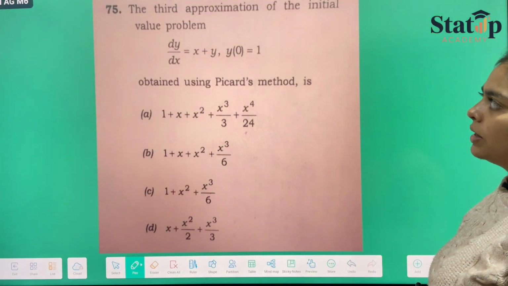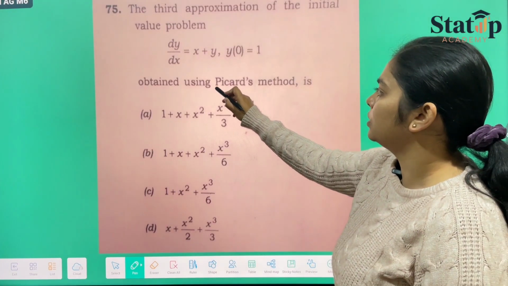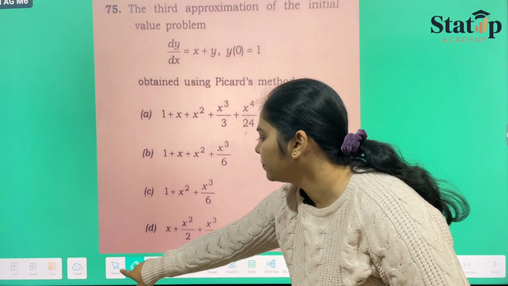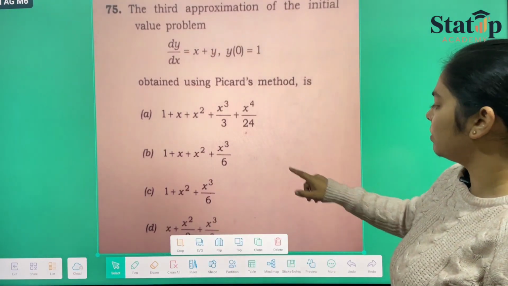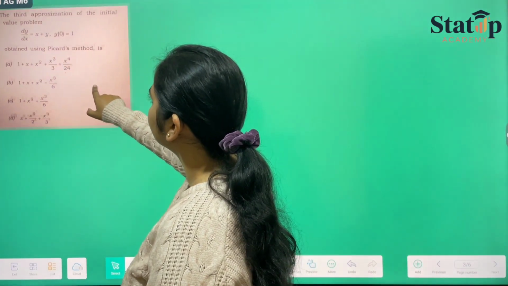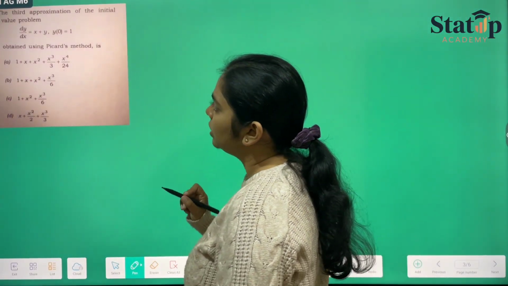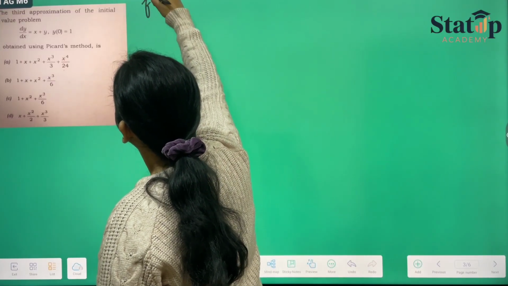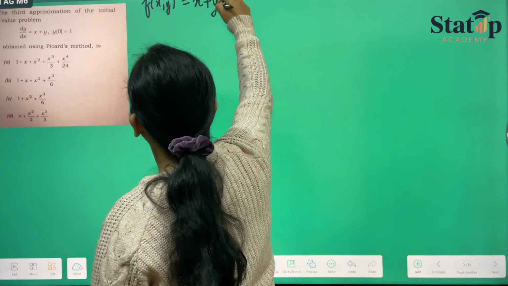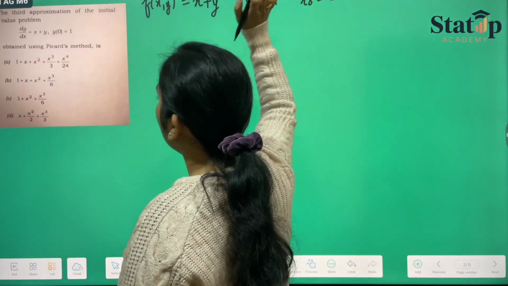This is the second question, and here they have asked us for the third approximation of an initial value problem using Picard's method. They'll tell you which method is to be used, so they have told us here also. I hope that all of you have noted the question. Let us now solve this one. So we have to calculate the third approximation. f(x,y) has been provided to us as x plus y, and y naught is equal to 1 when x naught is equal to 0. This will also have been provided.